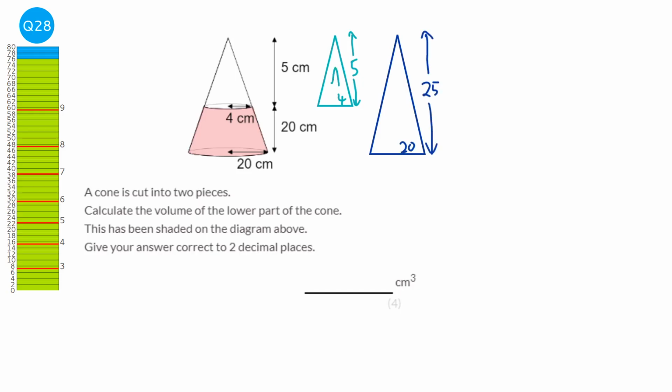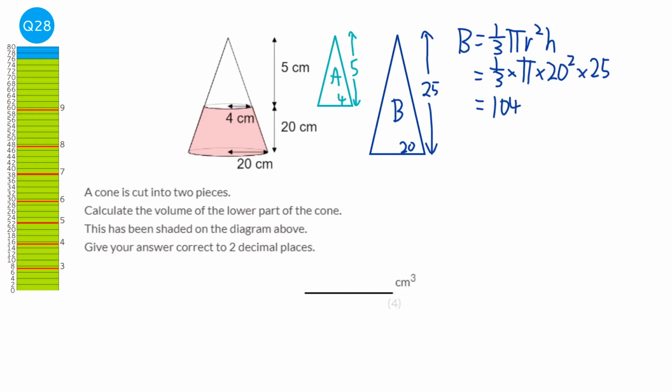So I'm just going to label them A and B. And so why don't we work out the volume for B first? And the formula for the volume of a cone is 1/3 pi r squared h, with h being the perpendicular height. So it's 1/3 times pi times 20 squared times 25, which is going to be 10,471.975, blah, blah, blah. We're going to work out the volume for A, and this time it will be 1/3 times pi times the radius now is 4, and the height is 5. So that will be 83.775, blah, blah, blah.